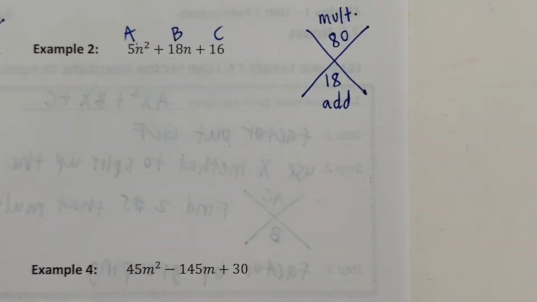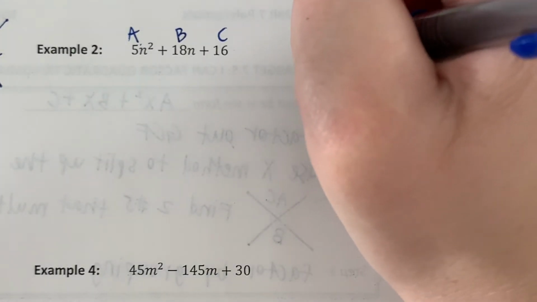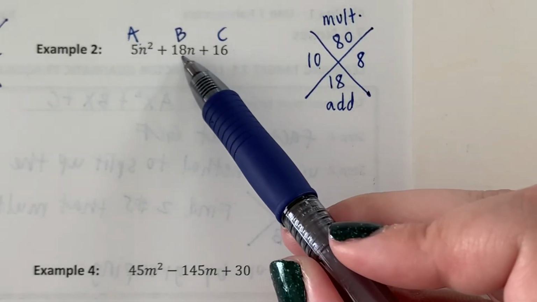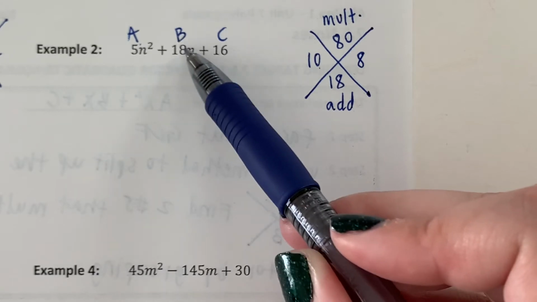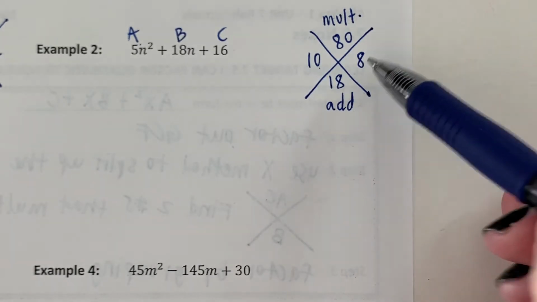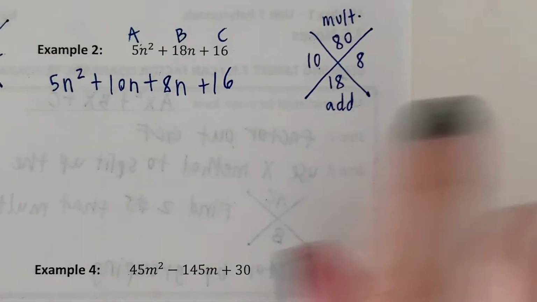So I need to start thinking of multiples of 80. Right away, I think of 8 and 10. Let's see, 10 times 8 gives me 80, and 10 plus 8, perfect, adds to 18. So I found my two numbers, 10 and 8. So this means I'm, again, splitting the middle X term. In this case, 18n, I'm going to split 18n into 10n and 8n. So I'll rewrite it. I have 5n squared plus 10n plus 8n. Don't forget your plus 16 at the end.